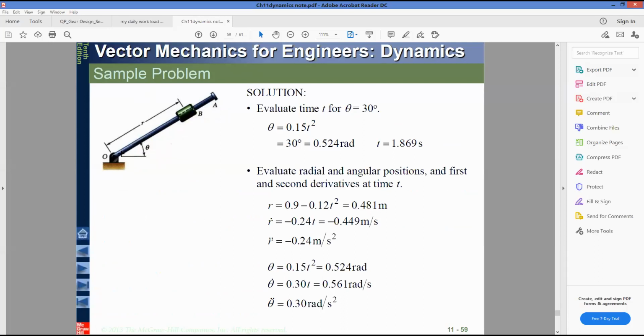Now do R dot, the derivative of that equation, which we can easily find. The derivative of 0.12 t square is 0.24 t, and t is 1.869. It will give you R dot equal to 0.449, and R double dot, the acceleration along the radial direction, is 0.24.